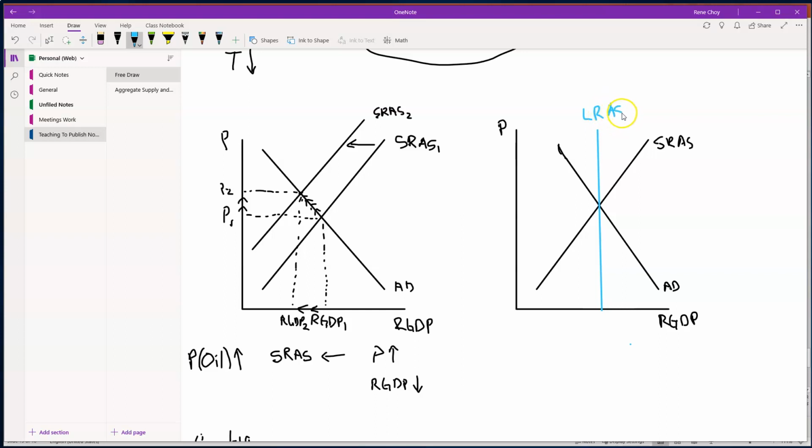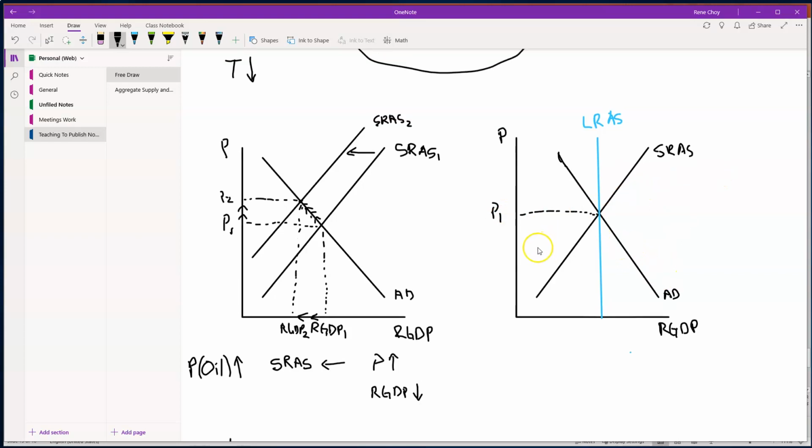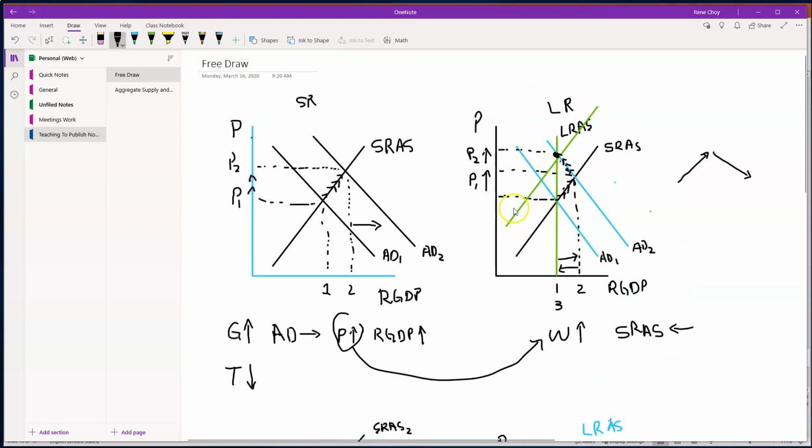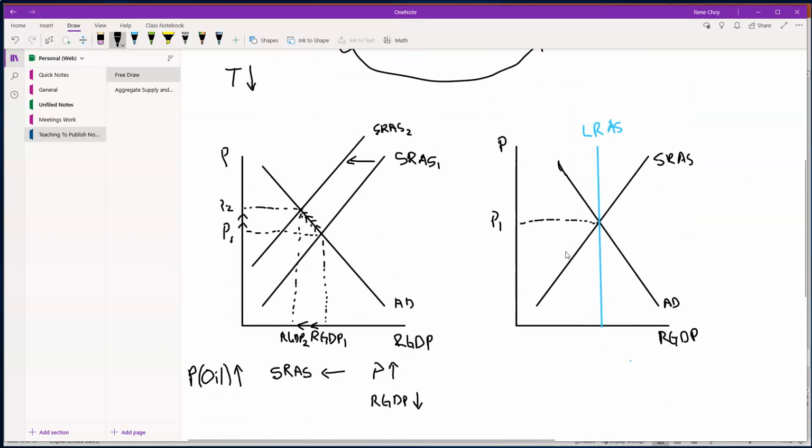So to create sustainable economic growth, the idea is that you have to be able to shift both the aggregate demand and the aggregate supply to the right, so that you don't create this effect here where you end up with high inflation and a sort of push back in economic activity. Now, in order to be able to create that, we need to move to the right both the short-run aggregate supply and the aggregate demand.